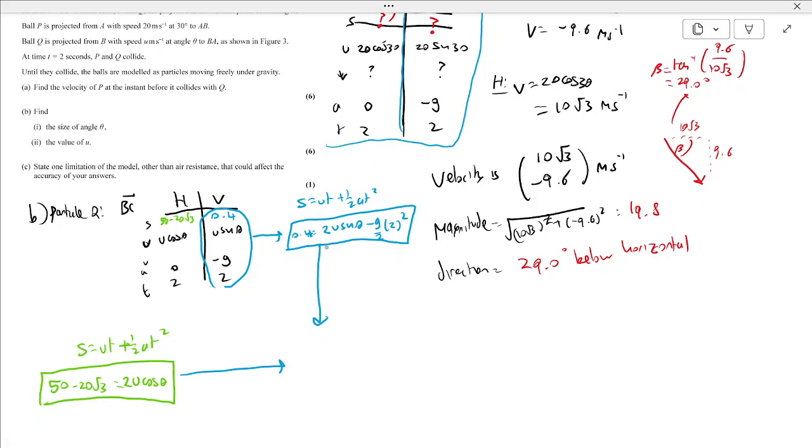Probably what I'd say is this top equation is actually going to simplify quite a bit. This is just a number. If you do 0.4 plus g over 2 times 2 squared, I think you actually get a really nice number. You get 20. This blue equation is actually just saying 20 is 2u sine theta, or really just saying that u sine theta equals 10.